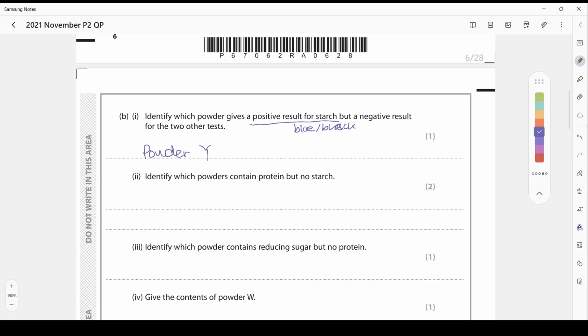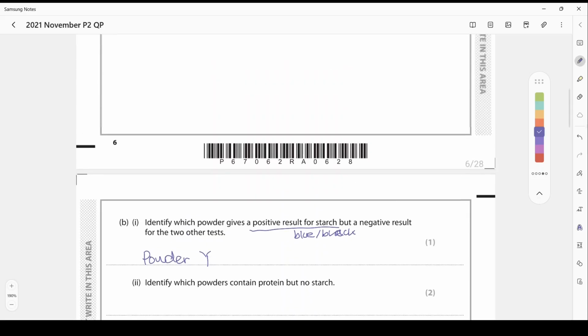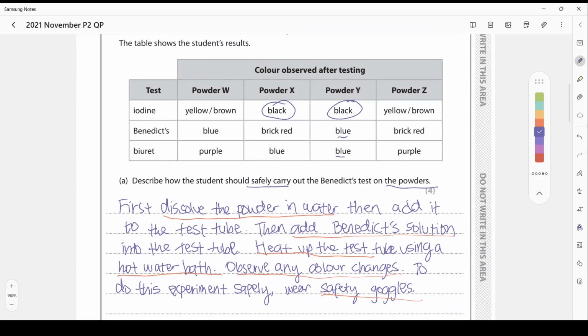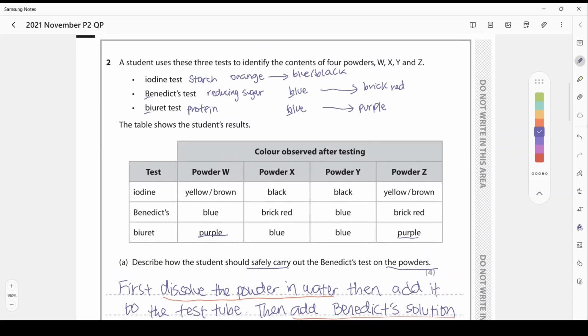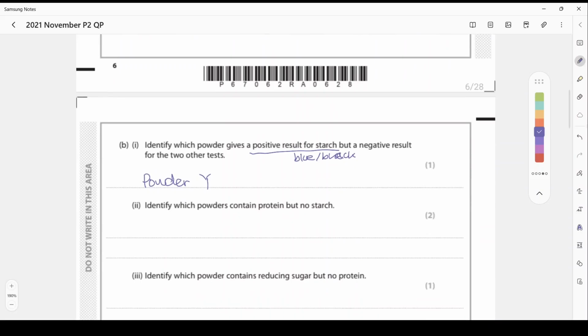Identify which powders contain proteins but no starch. To test for proteins, you would need to use a Biuret test, and the only ones that have proteins would be powder Z and powder W. Now it also says which one does not contain starch. Remember for iodine, if you don't have any starch, it'll be orange. Sometimes you'll also see it as yellow/brown. In this case, this is what we see here for both of them. So it's powder W and powder Z.